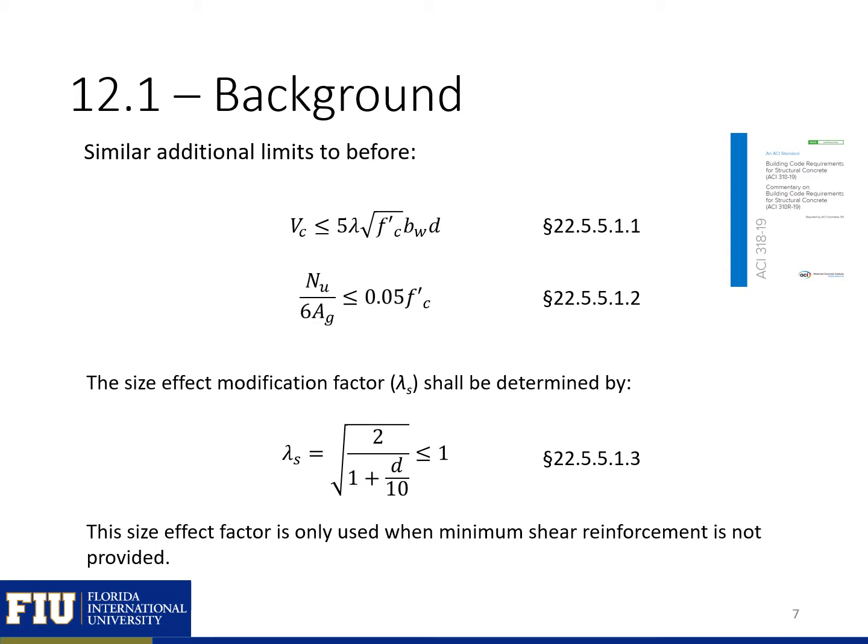Shown on this slide are the similar limits on some of the equations. So we have an upper limit for V_c, which needs to be less than 5 square root f'c b_w d. And we also have an upper limit on the amount that that axial compression can benefit our shear strength. So that's limited by this equation here. We also have the same size effect modification factor, lambda_s, which we can calculate using this equation. Note that we only need to include the size effect modification factor when minimum shear reinforcement is not provided. So otherwise, size effect doesn't impact the shear strength.